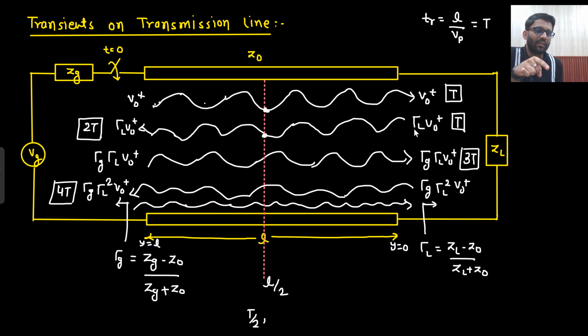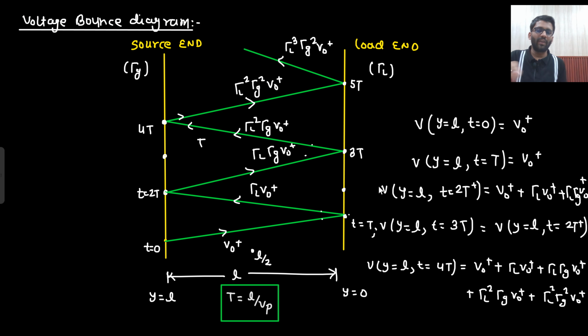At t only, this reflected wave came into action. Now this reflected wave is going here. How much time will it take to cover this much window? T by 2 time. So at 3t by 2 time, you are having V0 plus as well as gamma L V0 plus. And how will you analyze here?